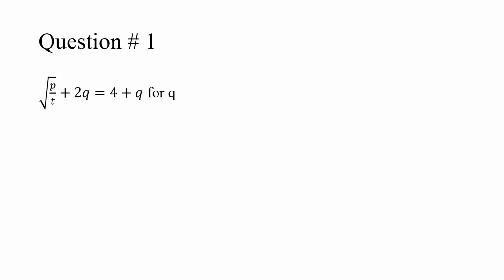Moving on. So question one, of course, you can pause the video, attempt it, and then after look and see if we get the same answer. So here for question one, we're trying to make Q the subject of the formula. They gave us the square root of P over T plus 2Q is equal to 4 plus Q.